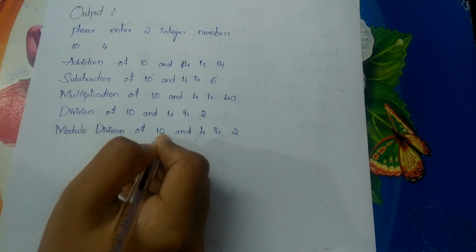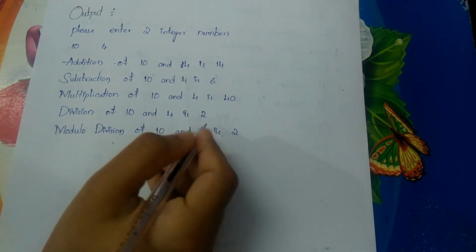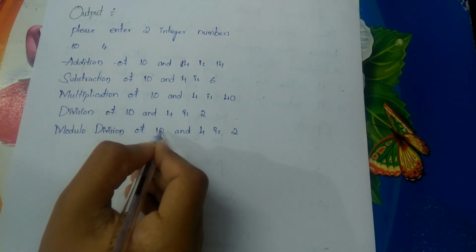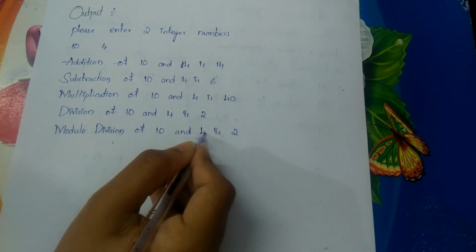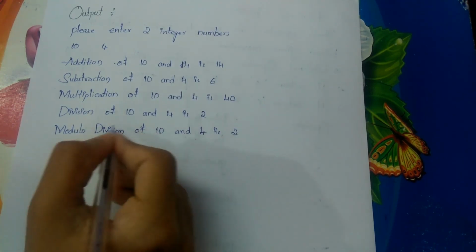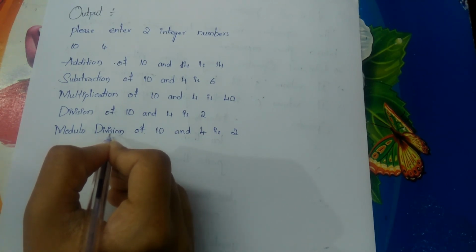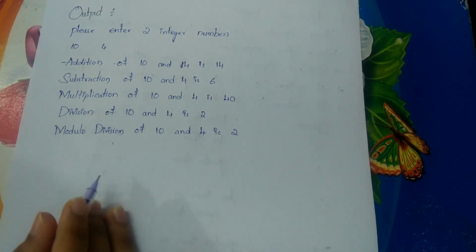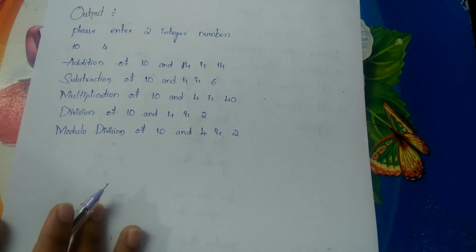And modular division of 10 and 4 is 2 because whenever we divide 10 with 4, we get the remainder as 2, because we are using the modular division. So this is the final output for the arithmetic operators. This is an important program.